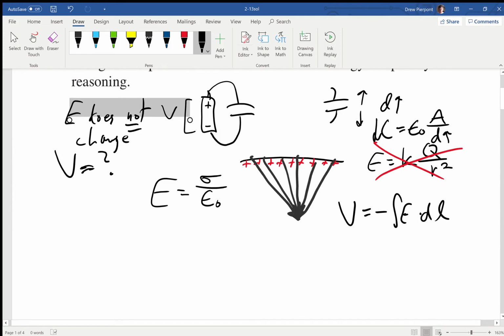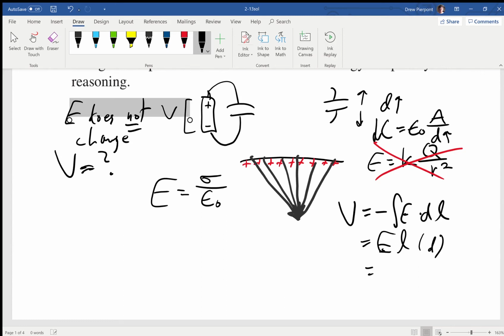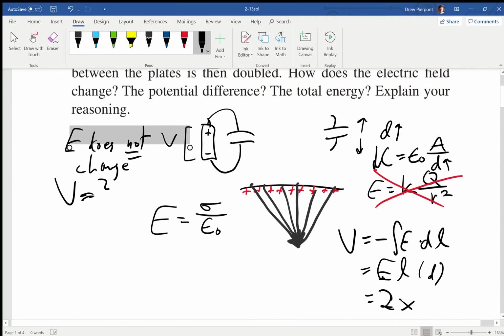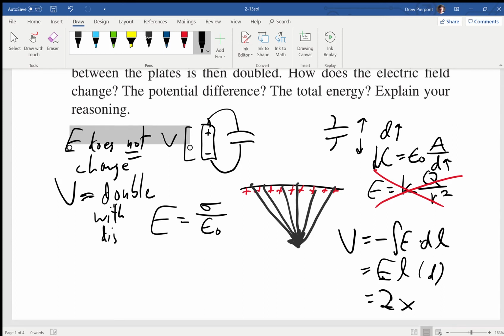So what does that mean here? Well, we're going to change the distance. So if you simplify this, it's just E times L, or D, which we already defined as D. And that's going up. So this is 2 times as much. So voltage is going to double with distance, or change in potential. Okay.